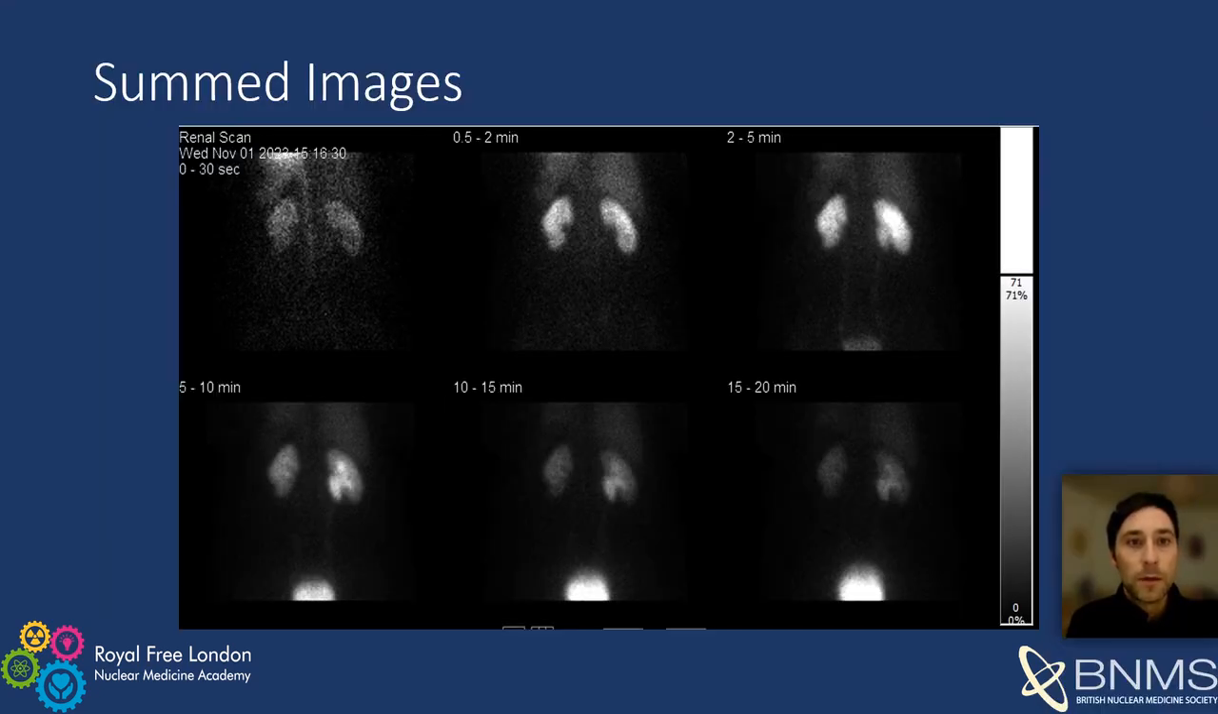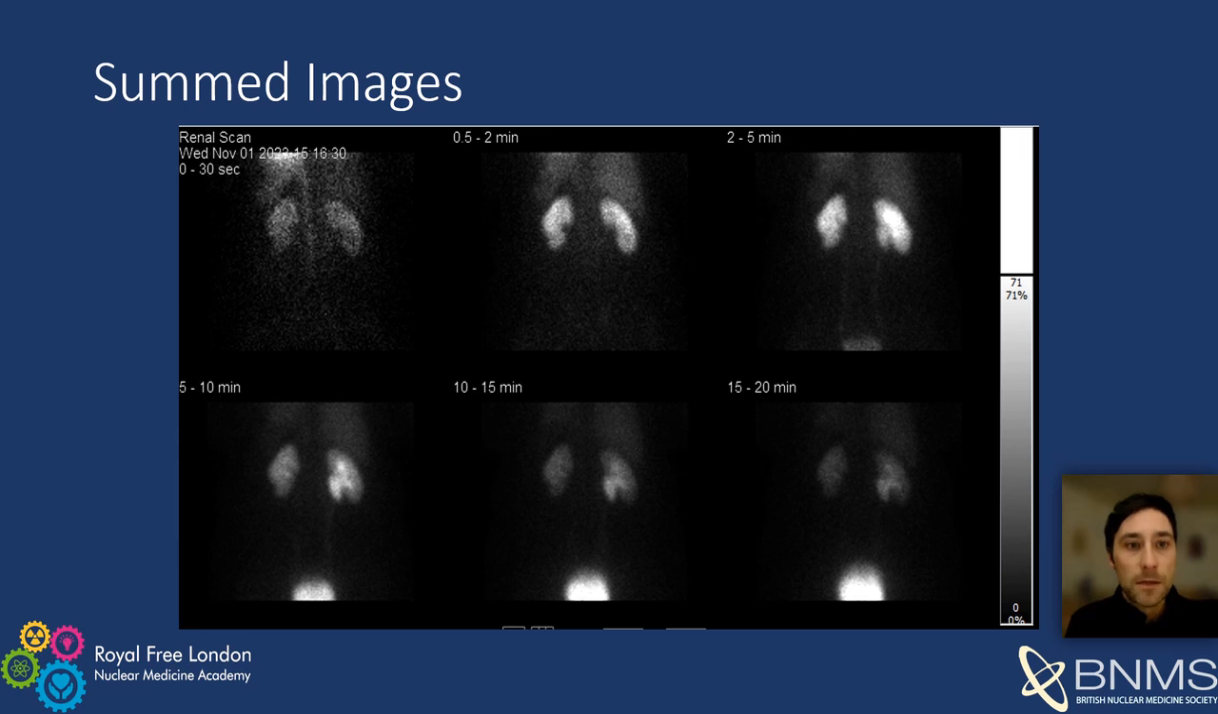120 images are required in total during the dynamic phase of a renogram. In order to display an overview for radiologists, the dynamic images are summed accordingly. The uptake phase on the top row shows the first 5 minutes of tracer accumulating in the kidney.